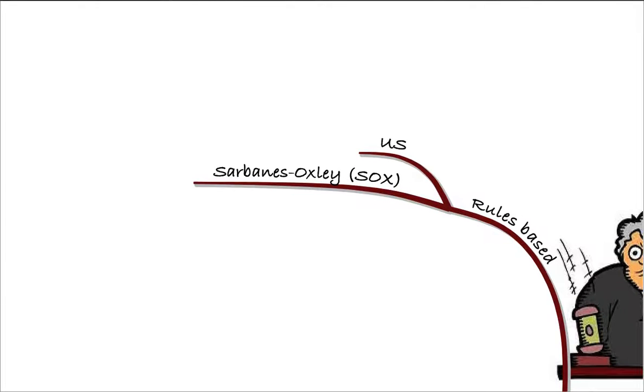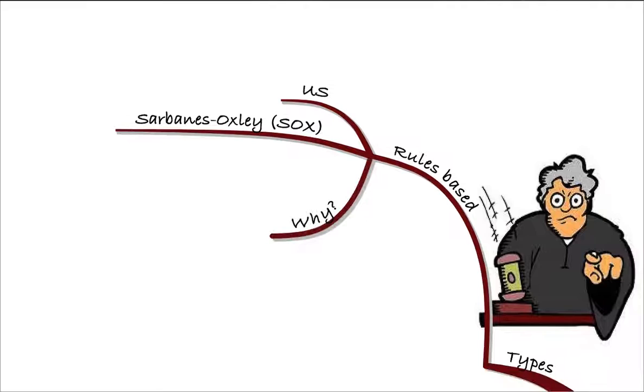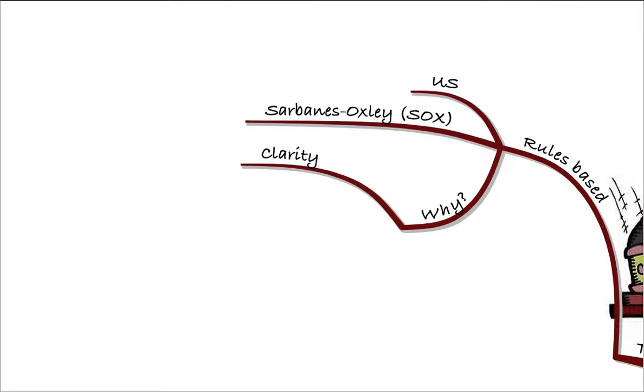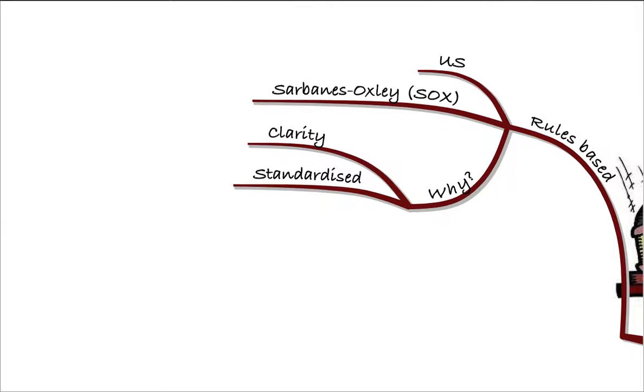So what we can do is we can set rules. Those rules are binding, those rules can't be changed, and therefore you need to apply all of those rules in full. So why would you want to do that? Well, you would do it for clarity to ensure that everyone knows what they need to do, for standardization so that everybody has the same set of rules.